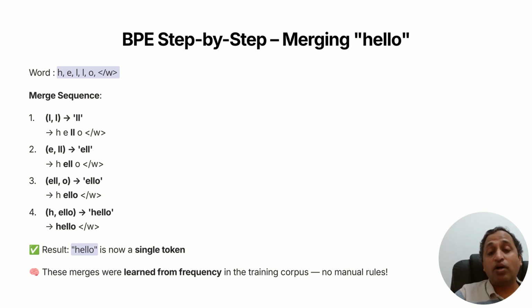Now, the important thing is that these merge steps were not written statically. They were learned automatically by the tokenizer from the large corpus, based on what combinations appear most often. So we are not doing a fixed rule here.